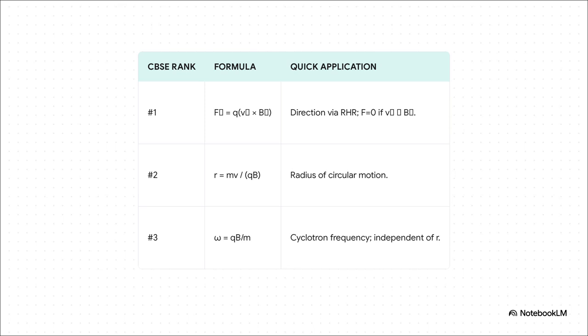Number one, the absolute king, is the Lorentz force. F equals Q times V cross B. Now for the direction, the right-hand rule is your best friend, always. Fingers point with velocity, you curl them towards the magnetic field, and bam, your thumb shows you the force.